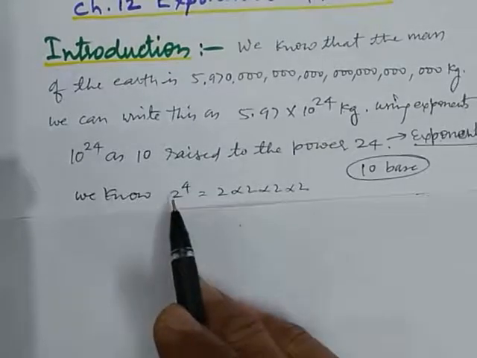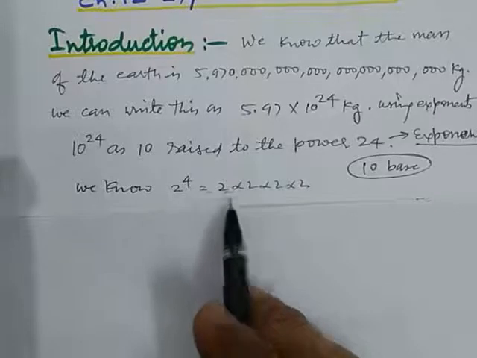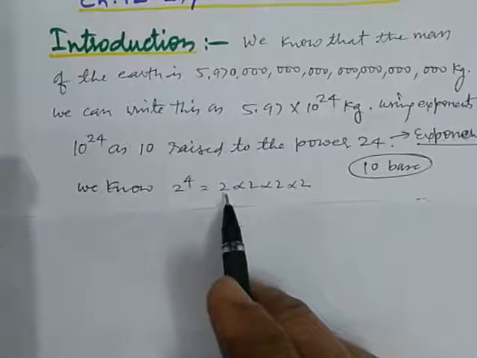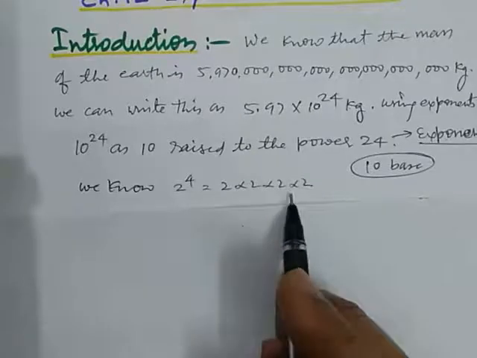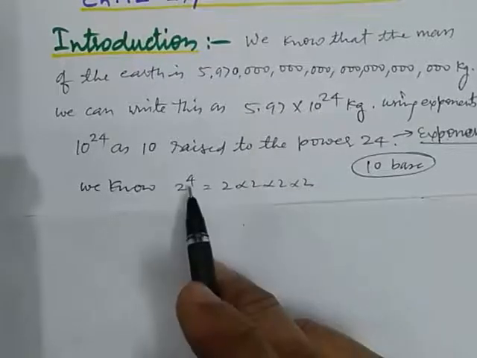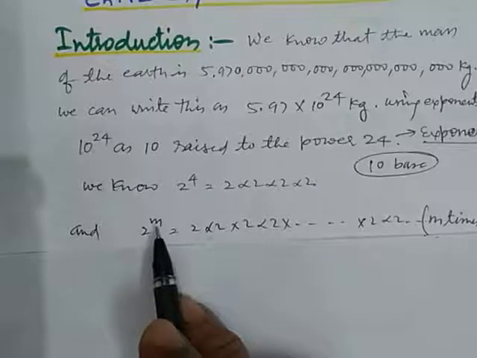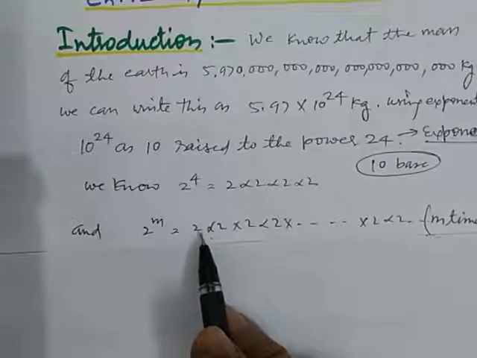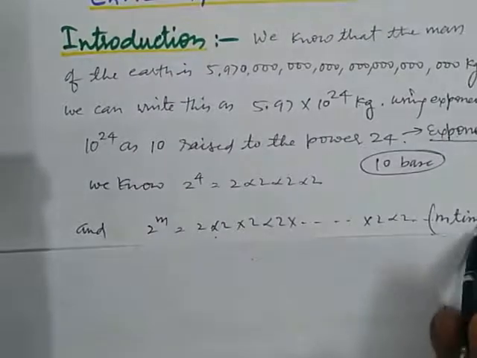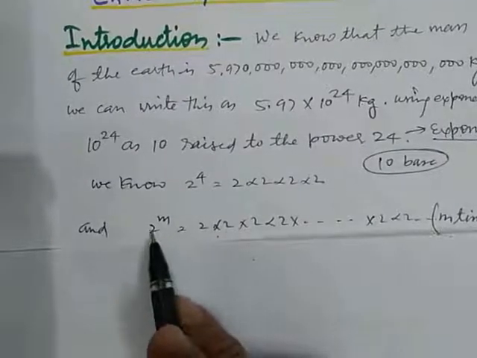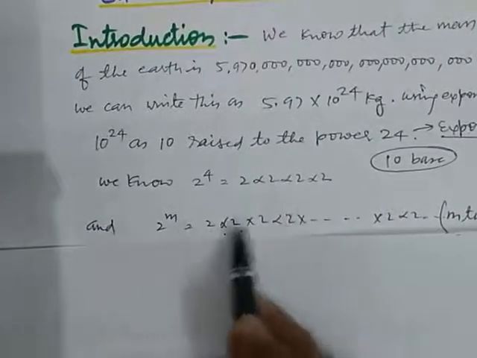We know 2 raised to the power 4 means 2 into 2 into 2 into 2, that is, multiply the 2 four times because here the power is 4. So if we have 2 raised to the power m, it means 2 into 2 into 2 and so on up to m times. It means we multiply the 2 m times. So this way we can express it. Okay.